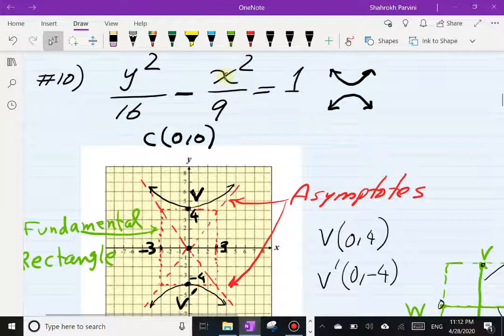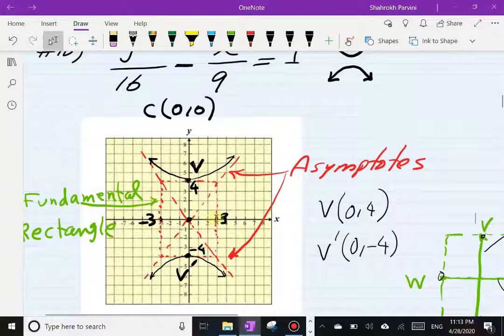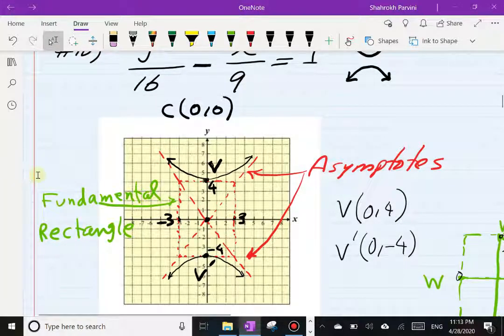And the x tells me I need to go in a horizontal direction from the center. So the square root of 9 is plus or minus 3. From the center, you go to the right 3, and then you go to the left 3. Now, at this point, we draw what we call a fundamental rectangle. That's what this is. The way you draw it is you just go through the outline of those points that we had. Remember, 3, negative 3, 4, negative 4. Just draw a rectangle through those 4 points.